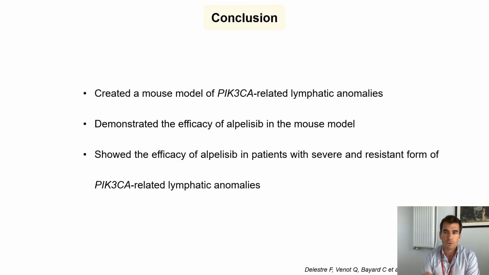So as a conclusion, I would say that we created a mouse model of PIK3CA alpha related lymphatic anomalies. We demonstrated the efficacy of Alpelisib in this mouse model. We showed the efficacy of Alpelisib in patients with severe and resistant forms of PIK3CA alpha related lymphatic anomalies.